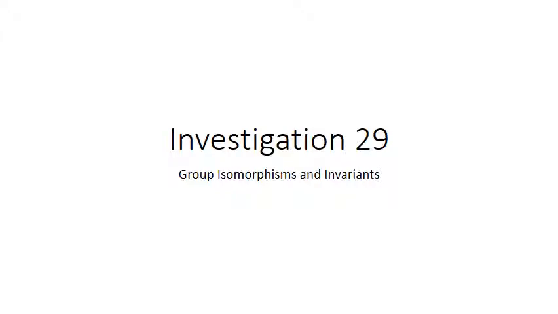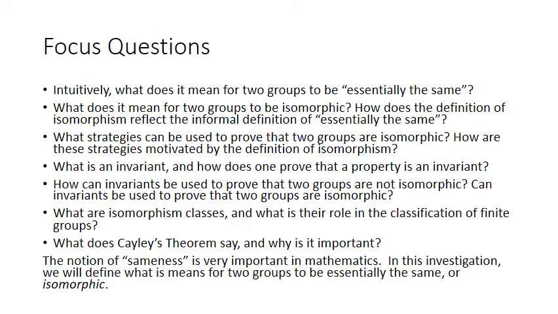So let's move to Investigation 29, Group Isomorphisms and Invariants. This one will be kind of fun, I think. Okay, so here are our focus questions. Intuitively, what does it mean for two groups to be essentially the same? What does it mean for two groups to be isomorphic? How does the definition of isomorphism reflect the informal definition of essentially the same?